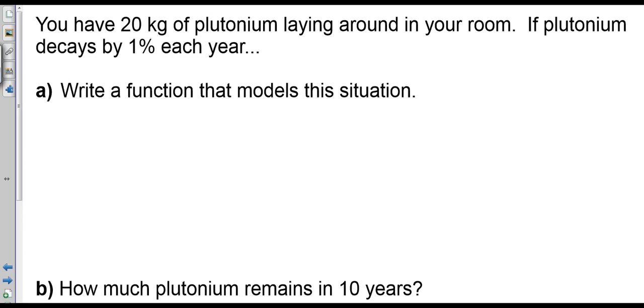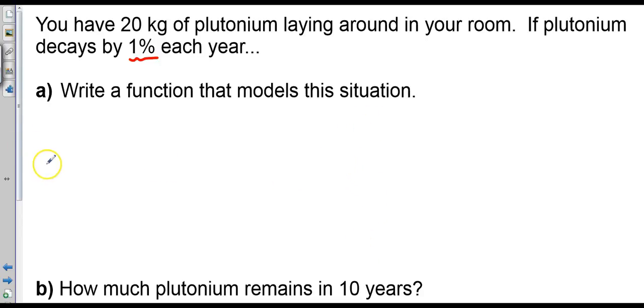Alright guys, so the last thing we want to do is just take a look at a quick example here of an exponential function and the types of things that we can do with these. So you have 20 kilograms of plutonium lying around in your room, which might be semi-dangerous if you know anything about plutonium. If plutonium decays by 1% each year, we want to answer a couple different questions.